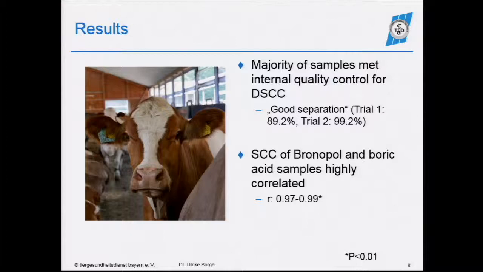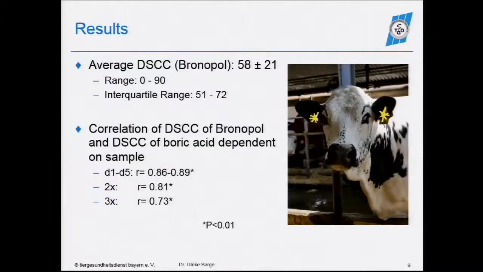The ones with the double or the triple boric acid concentration were slightly lower in somatic cell count, as you might expect with the dilution effect. But still, there was a high correlation. When we look at the DCC, which is the proportion of PMNs, this is what we found: 58 plus minus 21, and the range was really big, between 0 and 90. The interquartile range was a bit narrower.